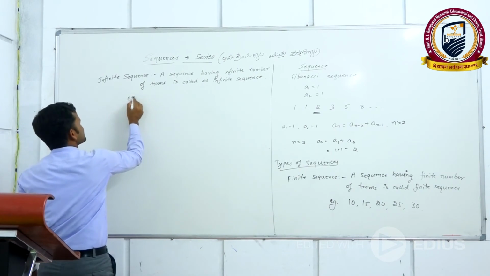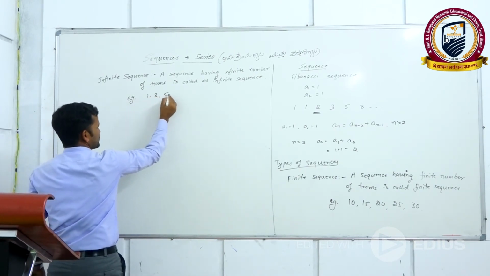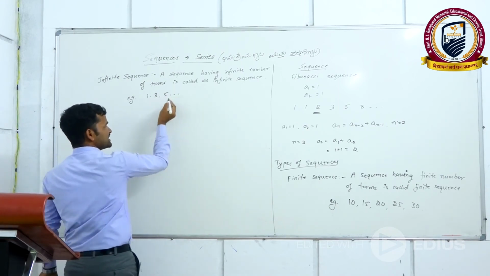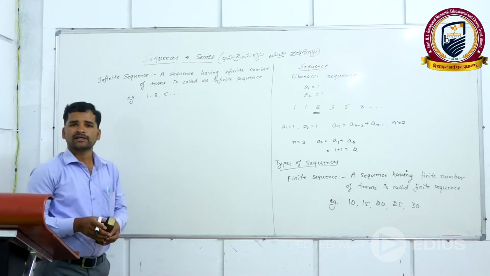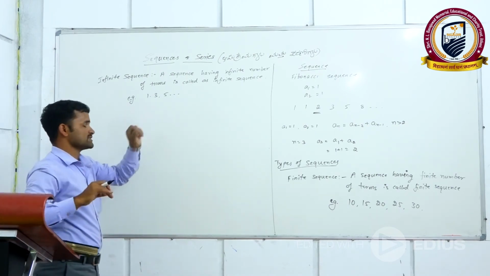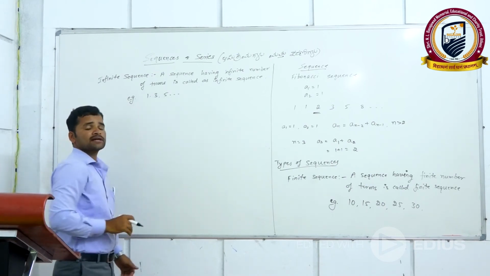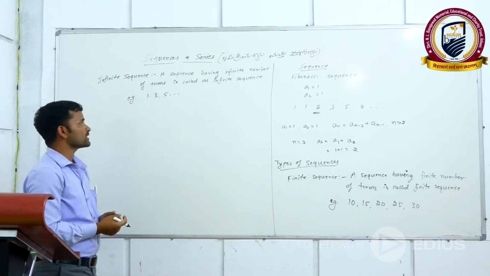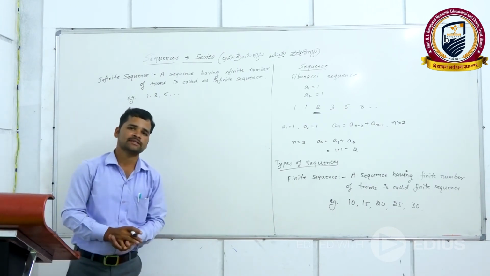What are the examples? 1, 3, 5, and so on. These 3 dots indicate that there are an infinite number of terms. Means this sequence continues like this, 1, 3. These are nothing but a collection of odd numbers according to a particular order. 1, 3, 5, 7, 9, 11, like that it goes.